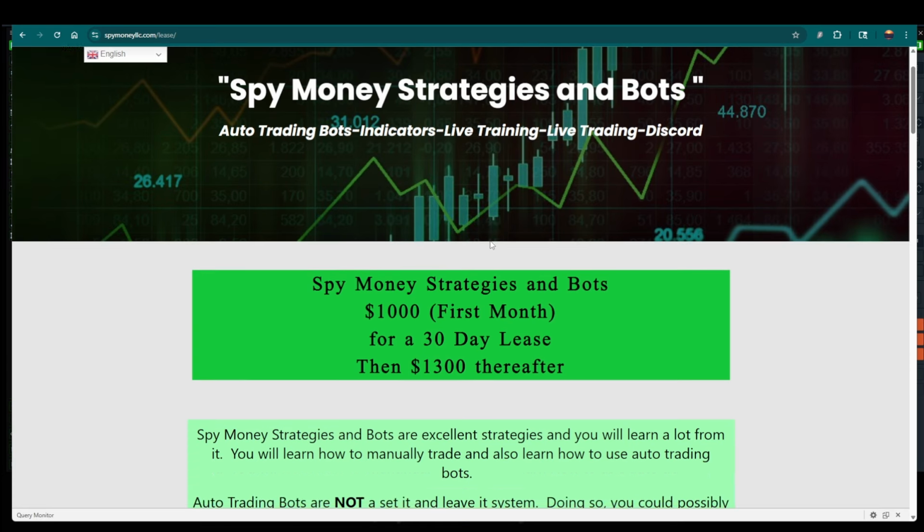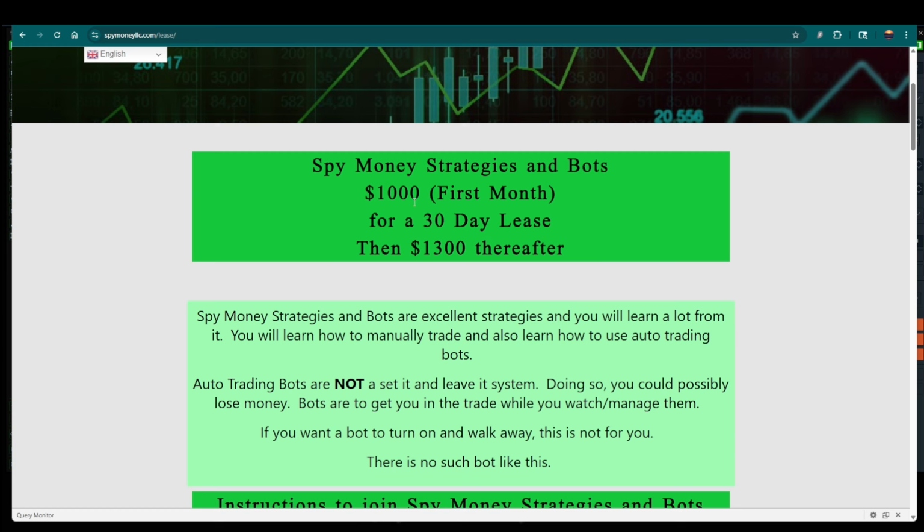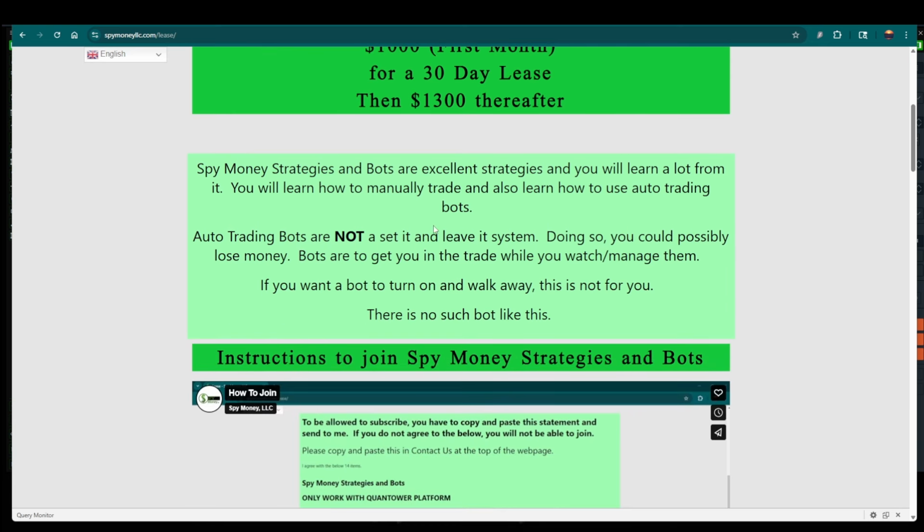I almost forgot this part. This is the best part for me. $1,000 for the first month, $1,300 thereafter. That allows you to put some money in a trading account, so I'm kind of somewhat giving you the money back to do that so you can get started on micros.